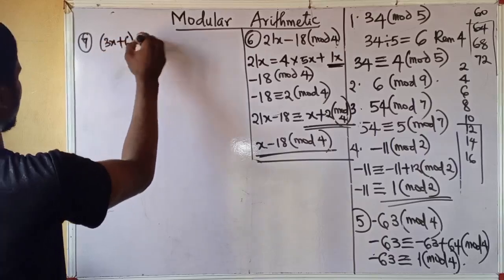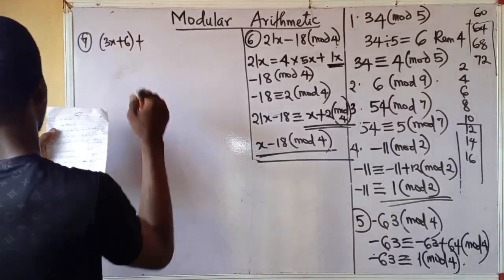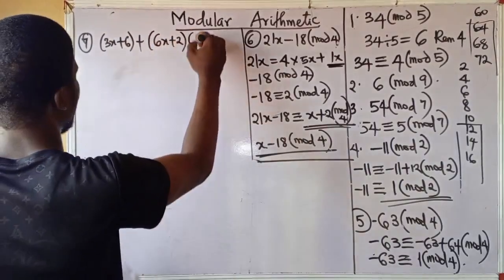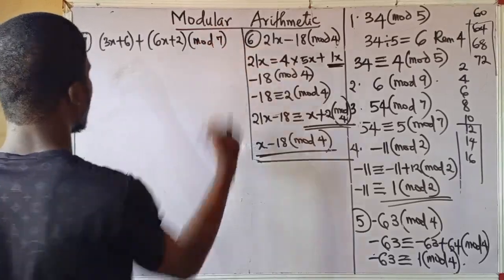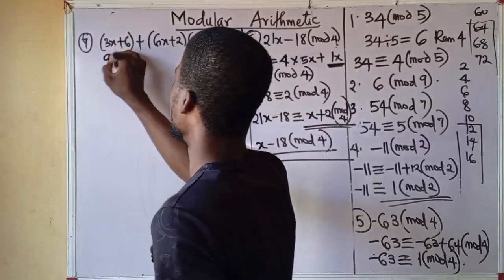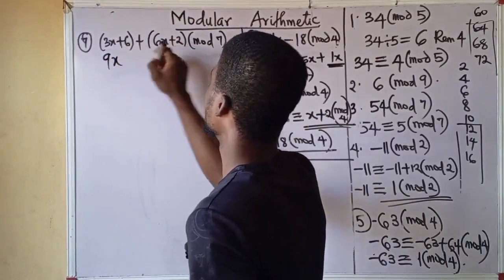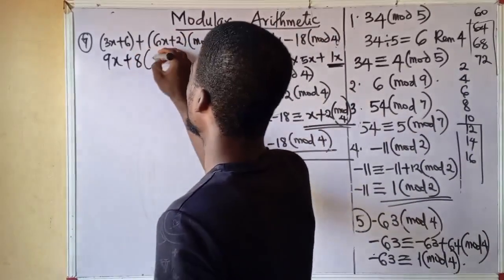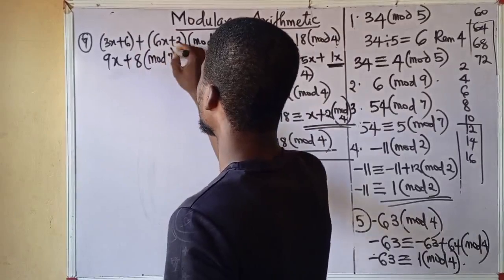Question 7. 3x plus 6 plus 6x plus 2 modulo 7. If I add 3x plus 6x, that is 9x. 6 plus 2 is 8 actually, right? So this is 9x plus 8 modulo 7.